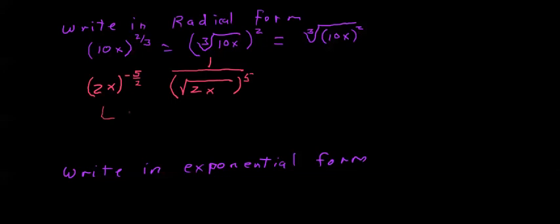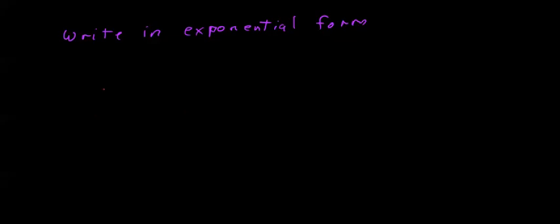This is equal to 1 over 2x in parentheses to the 5/2, and then we just write the radical. When it's a square root, we do not use the index here. If it was a cube root, we use the index. Square root, we don't.